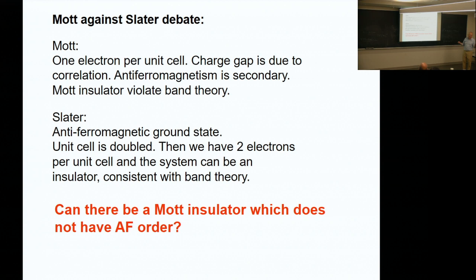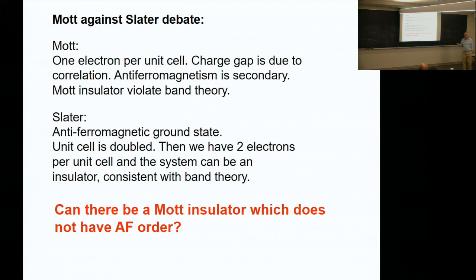So that's the question. And over the years, I think we certainly believe that Mott has won the battle. We make our living off of Mott, right? But I think it's an interesting question. Can we have a Mott insulator that does not have anti-parallelism? That would be the ideal Mott insulator. Then Slater would not have any room for his own chance. Right? This is really a new thing.